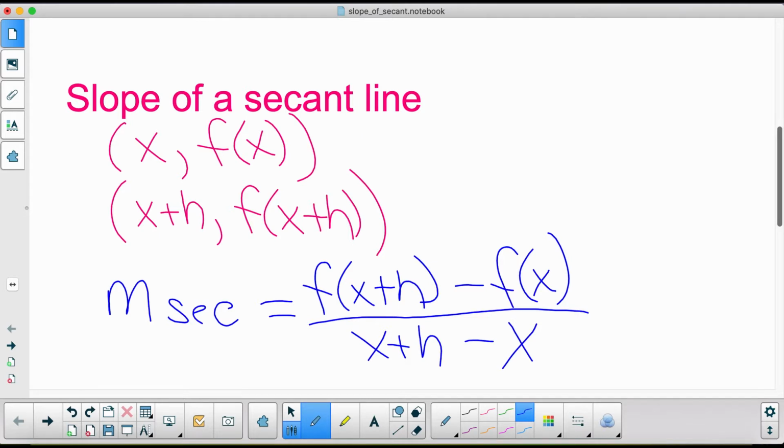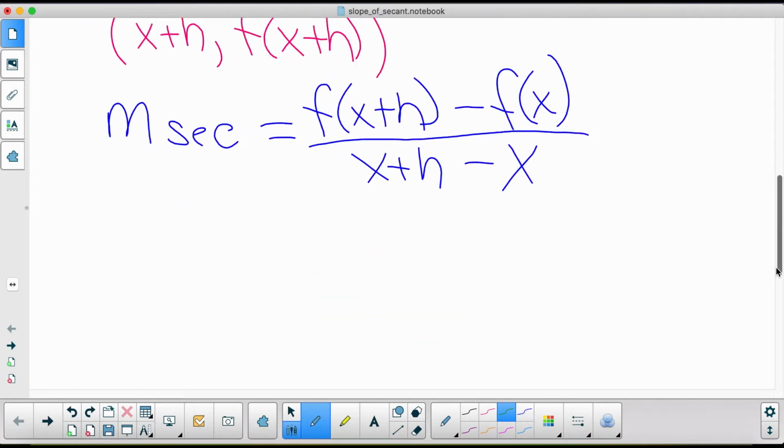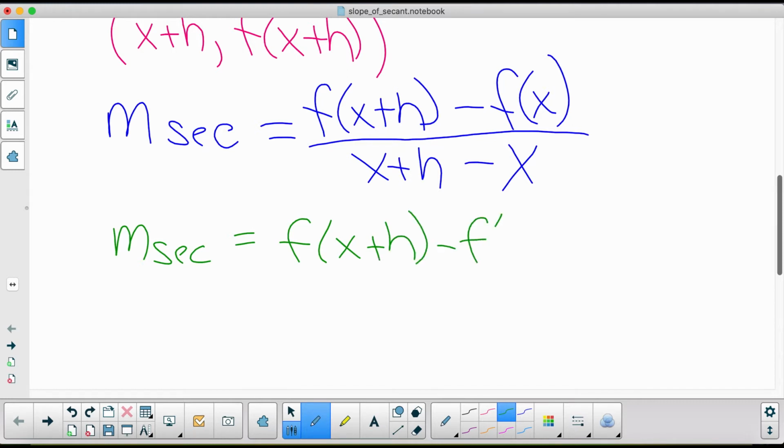And of course, we're going to simplify. So when we simplify this, we have the slope of the secant line equals f of x plus h minus f of x all over h, right? Because this x minus x, those drop out.